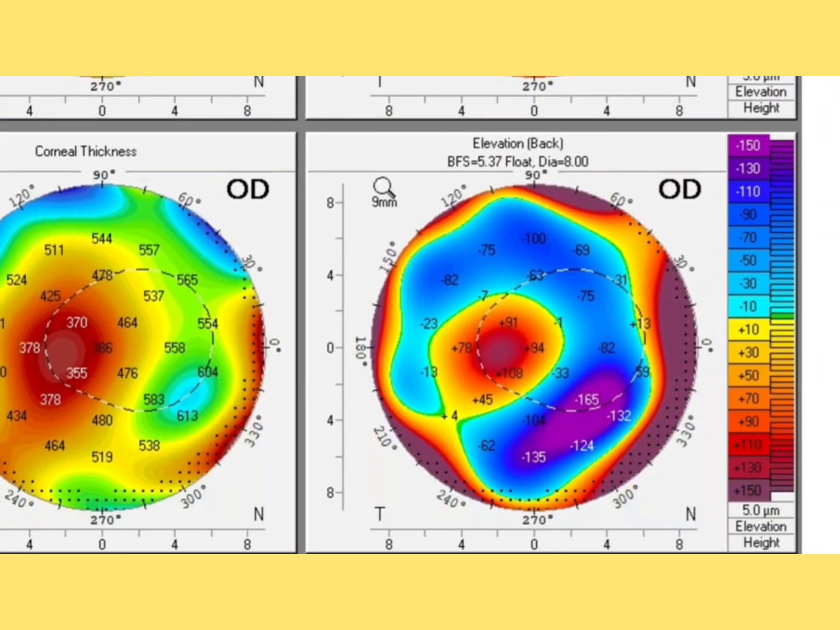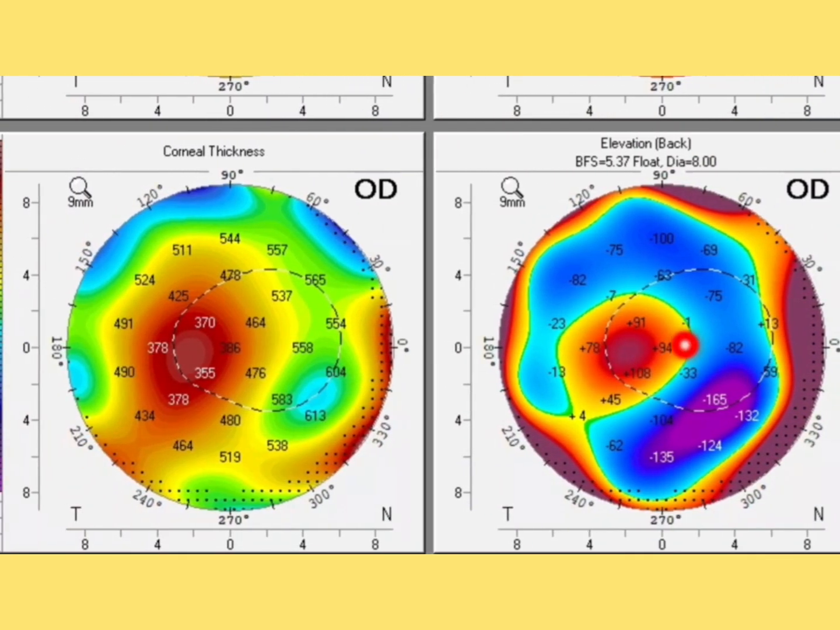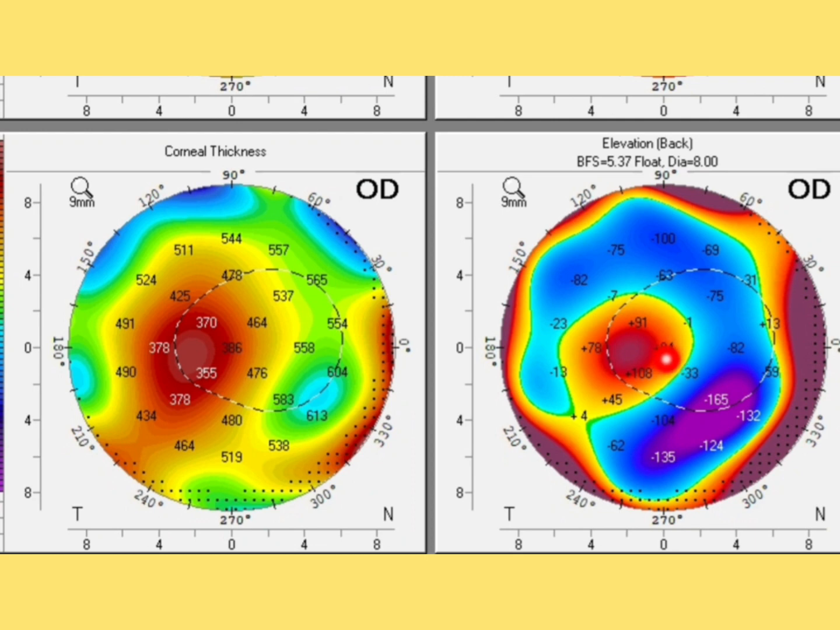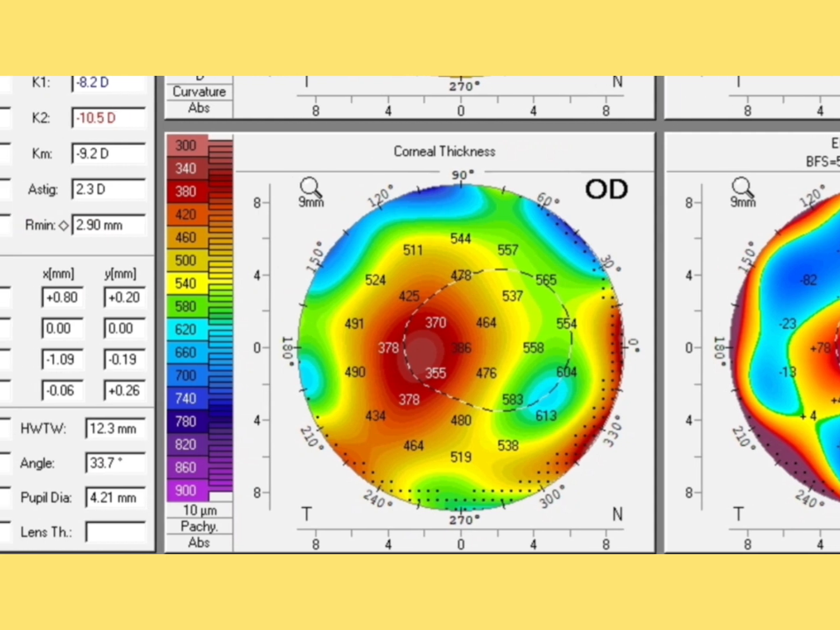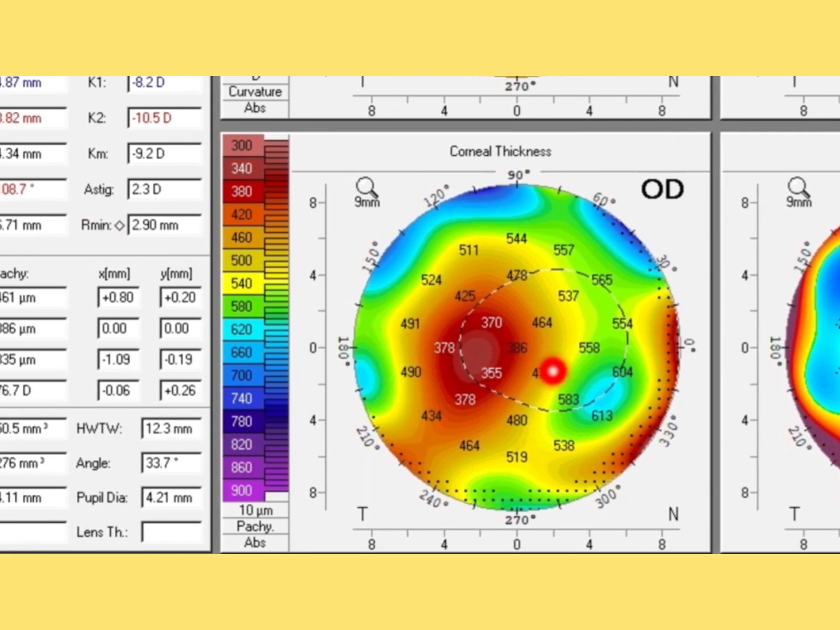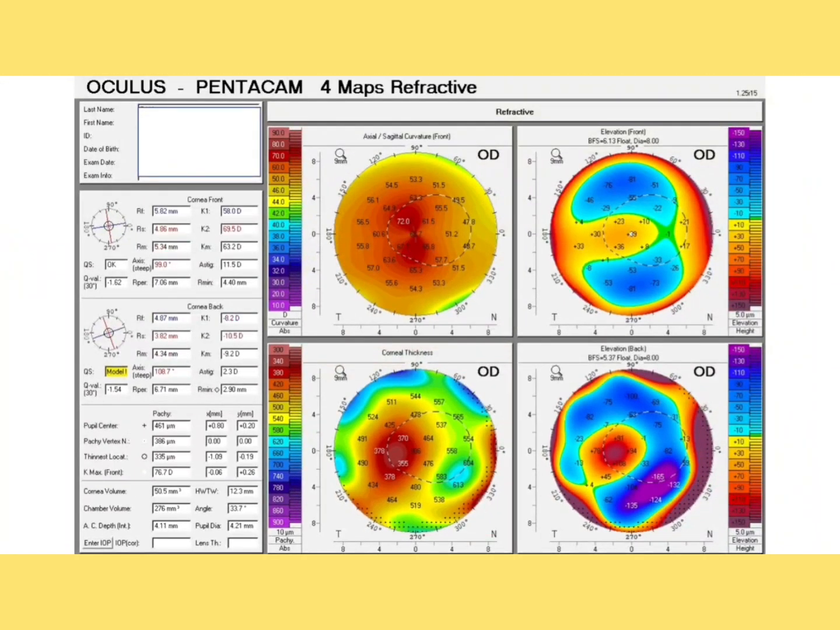If you see the elevation back, in elevation back also the corresponding point of the thinnest local is 94, and in the central 3 mm area here you can see plus 78, that is more than plus minus 18, so it is also an abnormal value. If you see this corneal thickness map, here you can see this is 378, this is 558, that is more than 330 micrometer. That is also quite abnormal. That is indicating some ectatic condition is going on in the cornea.